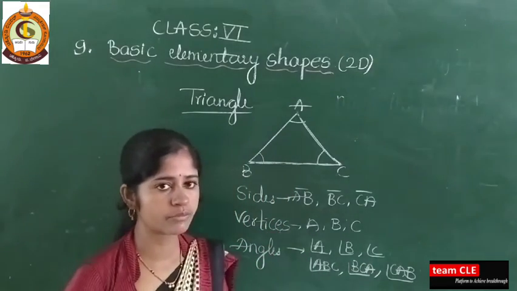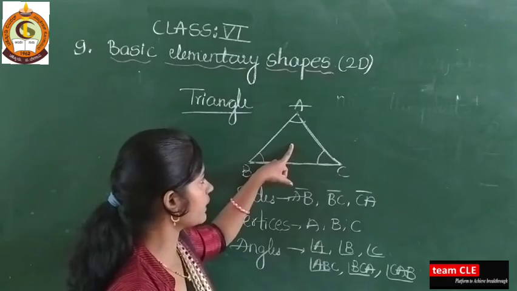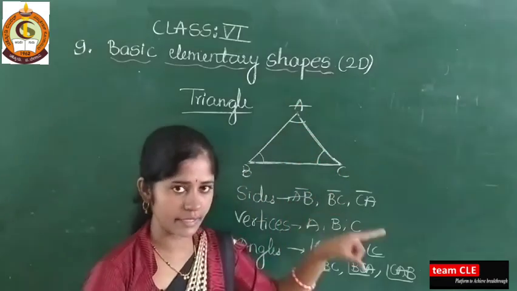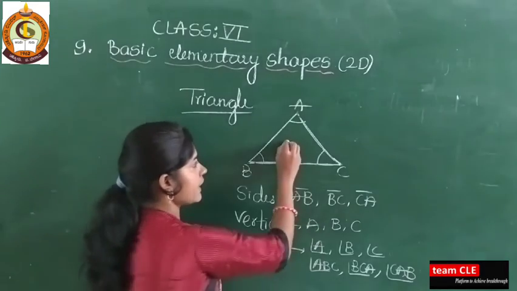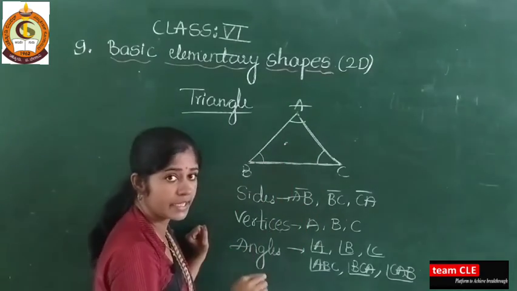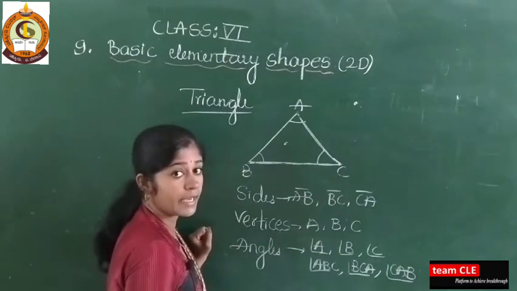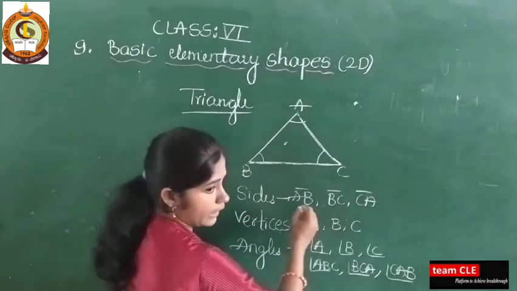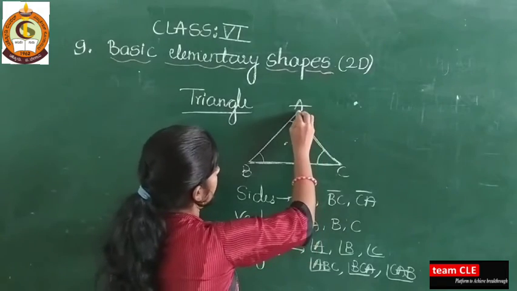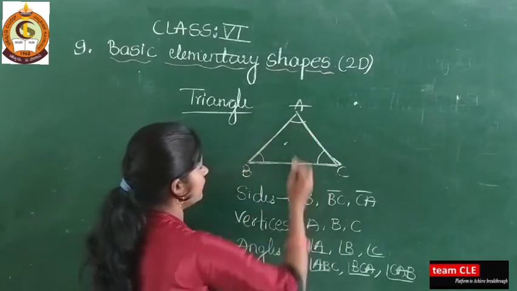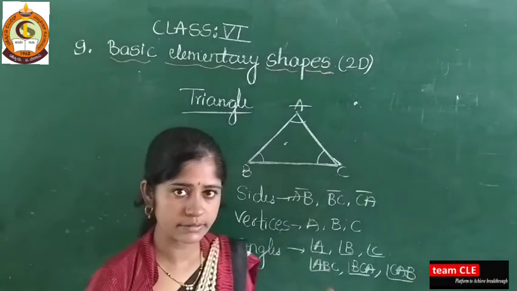Here one more concept will come: the interior of the triangle, exterior of the triangle and boundary of the triangle. If a point is inside, then that is the interior of the triangle. If a point is outside, then that is the exterior of the triangle. And if the point is lying on the triangle, then that is on the triangle.